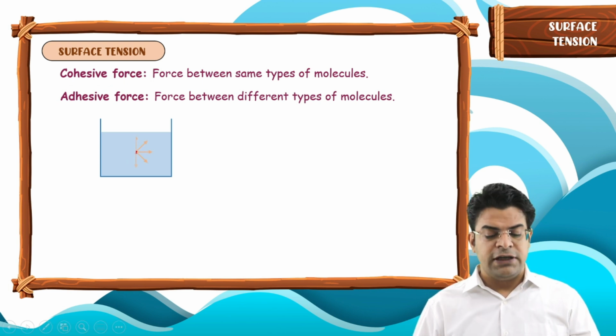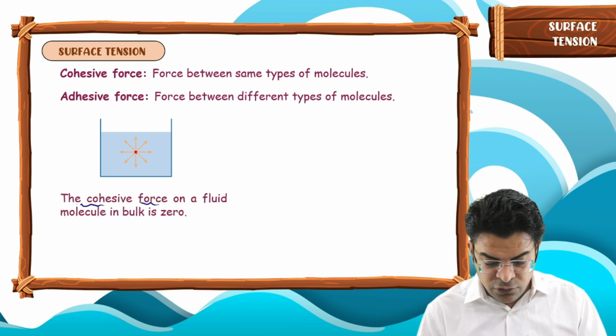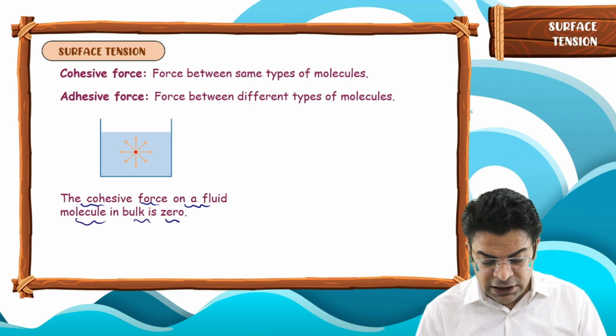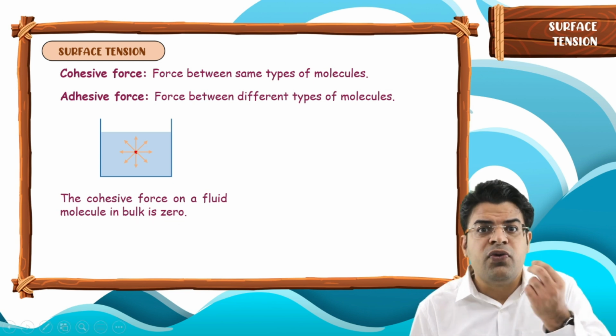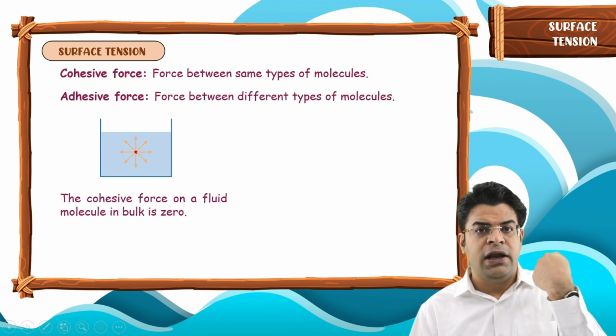So if you visualize one molecule in the bulk of the fluid, you will say the cohesive force on the fluid molecule in the bulk is zero. Why? Because force is a vector quantity, and all these forces in three dimensions will cancel out each other.